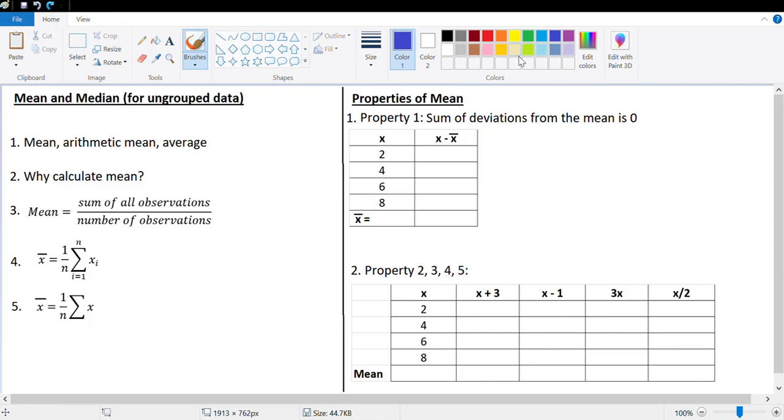We've done basic mean earlier in class 7th as well. Mean, arithmetic mean, average, they basically mean the same thing. They have the same meaning. What does mean mean and why do we calculate mean?